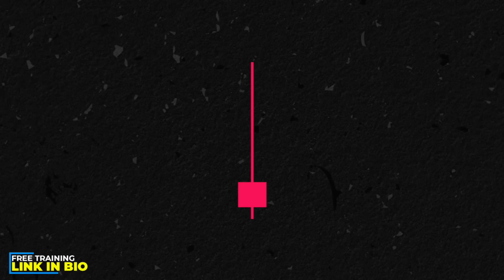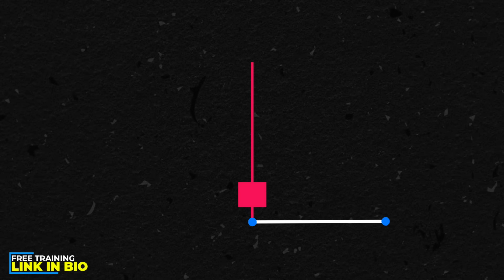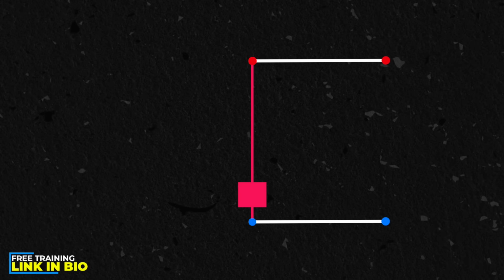If we find another confluence at this point, then we can place a sell trade below the low of the pin bar, and we can keep our stop loss just above the pin bar.